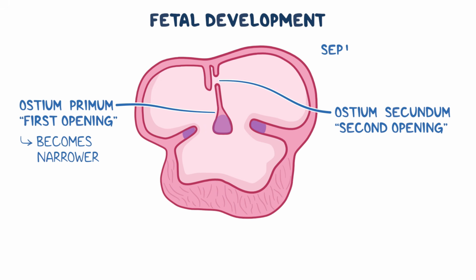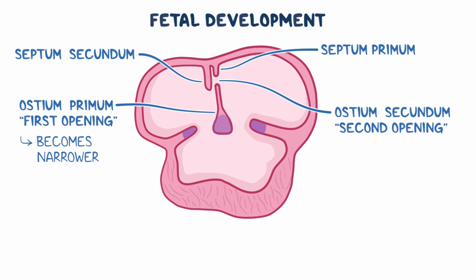Then, just next to the septum primum, the heart grows a thicker wall called the septum secundum that grows downward and covers the ostium secundum like a curtain. This leaves a small gap called the foramen ovale. You can think of the septum primum and septum secundum as a pair of double doors that don't quite line up perfectly, allowing blood to slip through the space between them.